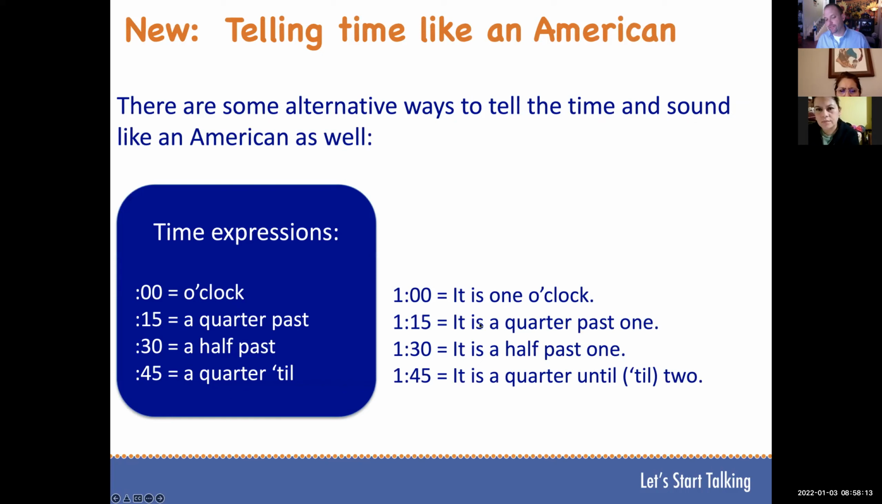15, we can either say quarter past or we can say it's 1:15. When it's 30, we can say it is 1:30. And when it's 45, now we go backwards and we count up to the next hour. It is a quarter to 2. And it's very common to cut the first part off of this word and just say it's quarter till 2.